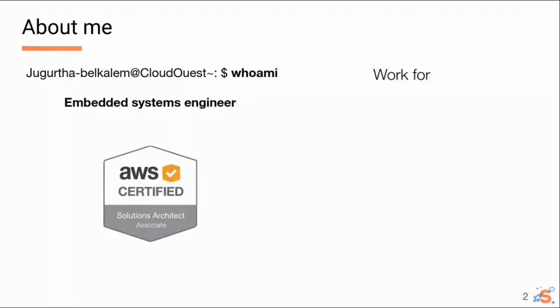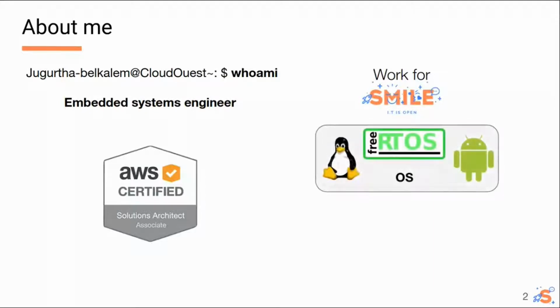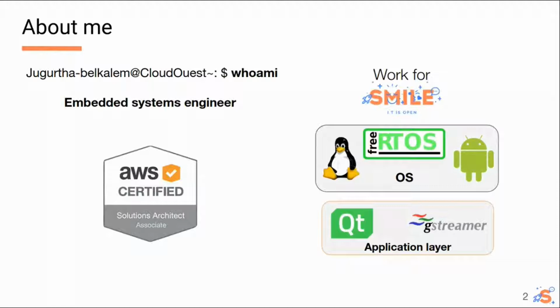So here is a little bit about me. I am Belkalem Jugurtha, and I am an embedded systems engineer. I hold the Solutions Architect Associate Certificate. I work for Smile Open Source. Our daily job is helping our customers to build and create innovative, smart, and connected devices. So we embed the operating system, we customize it when necessary in order to fit into a small space, we provide the application layer as well as the connectivities to some cloud providers. Most of the time, it's AWS.